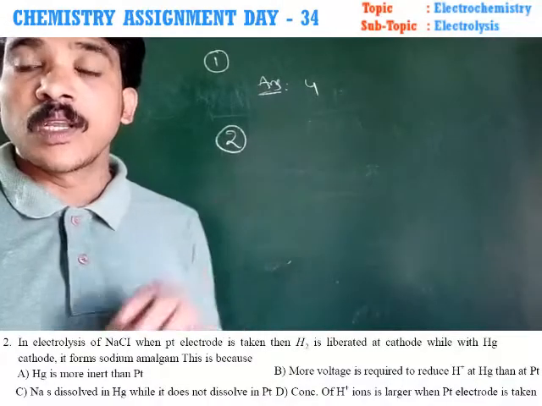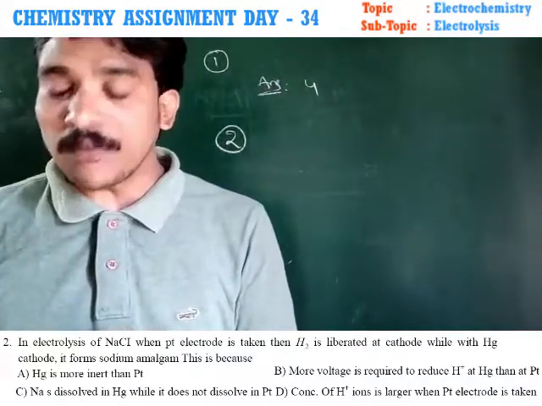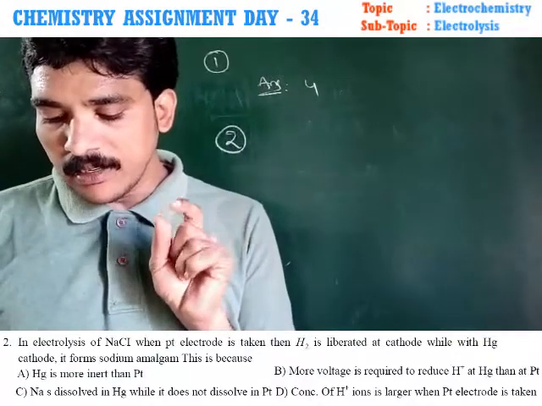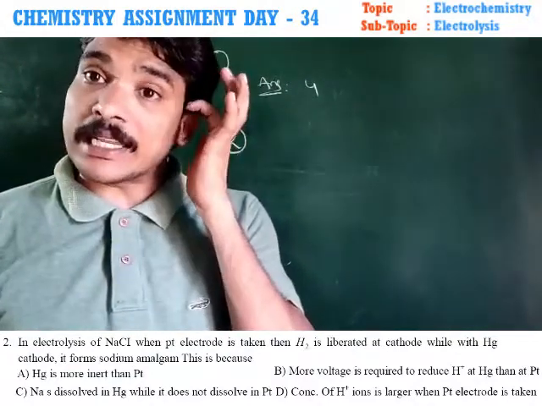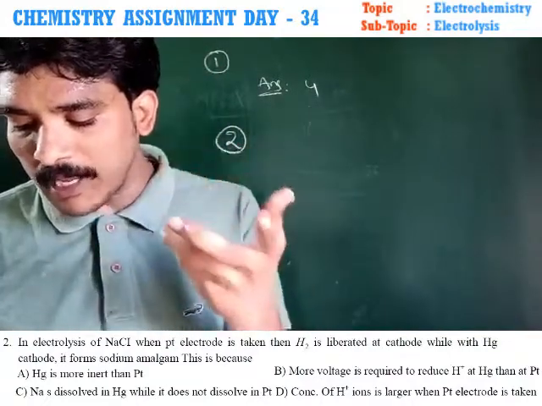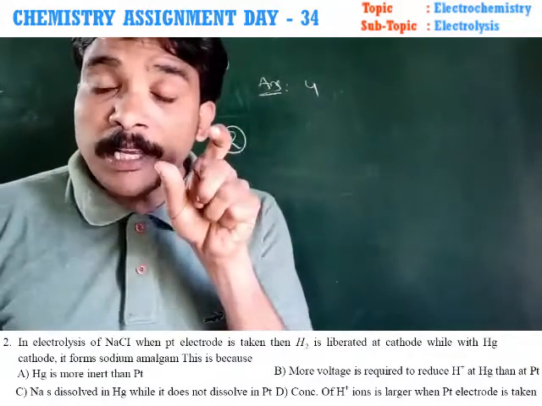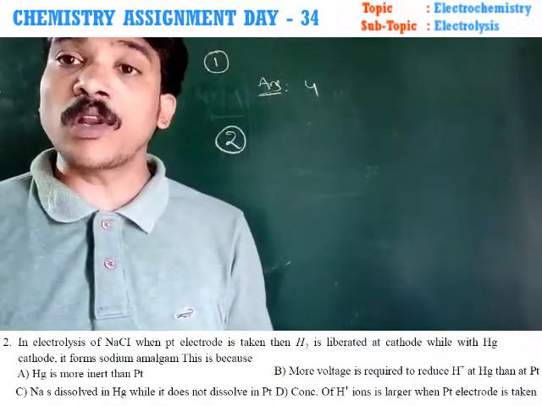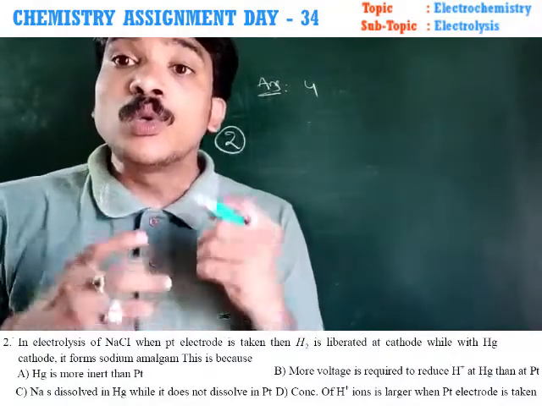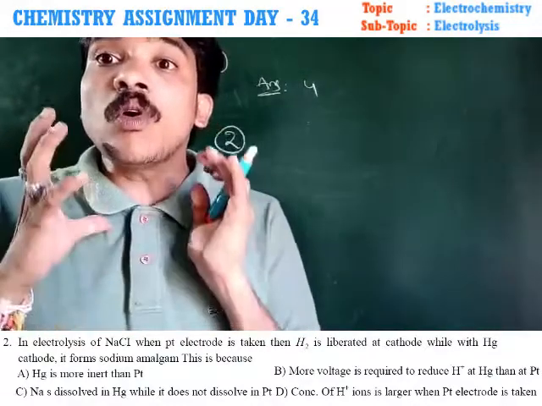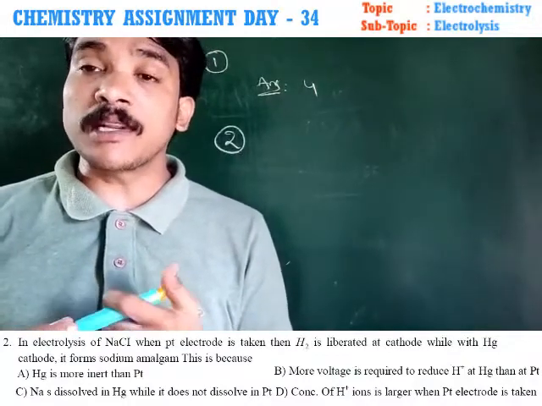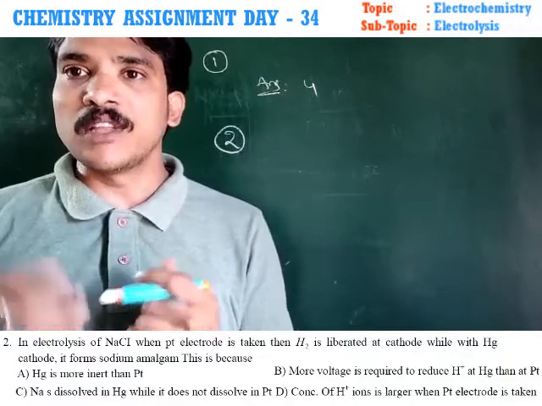Question number 2. In electrolysis of NaCl, when a platinum electrode is taken, hydrogen is liberated at the cathode, while with a mercury electrode, it forms amalgam. This is because, by observing the options, it is very clear: in the presence of a mercury electrode, more potential is required to reduce H+ ion. So H+ is not reduced in the presence of mercury; they form amalgam only.